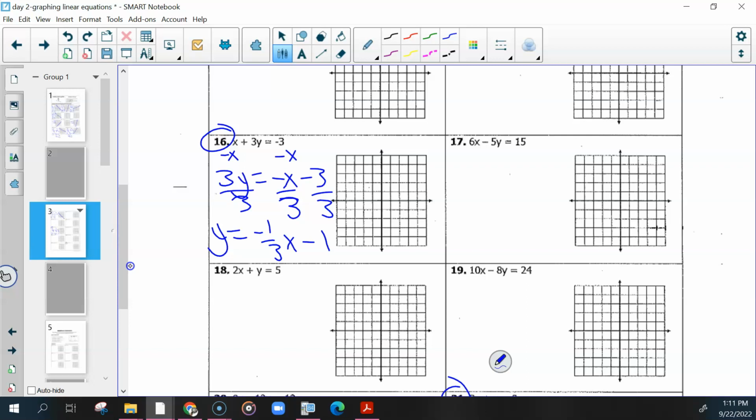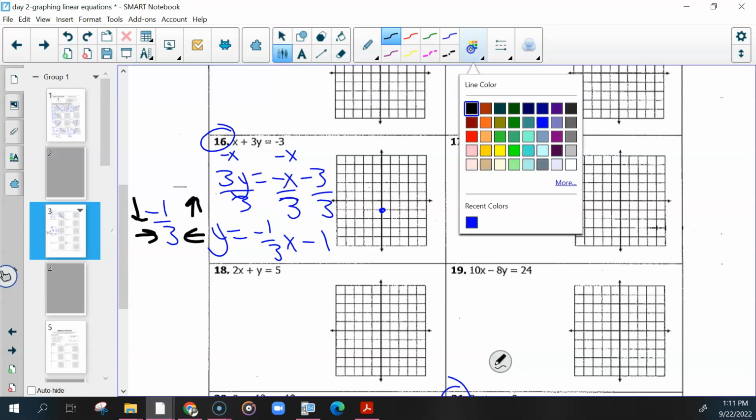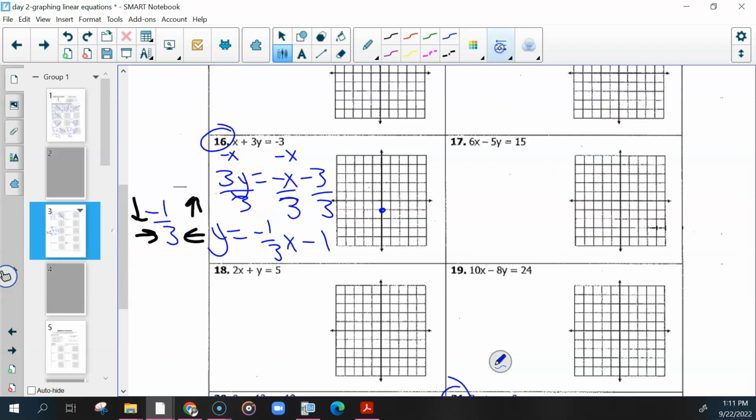And then graph that. This would be up 1, left 3, down 1, right 3. I can't go another 3, so that's as many points as I can draw. Make sure you are filling up your graph with all the points and drawing arrows.